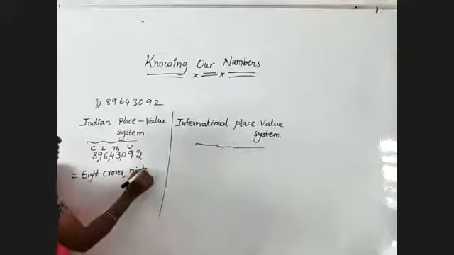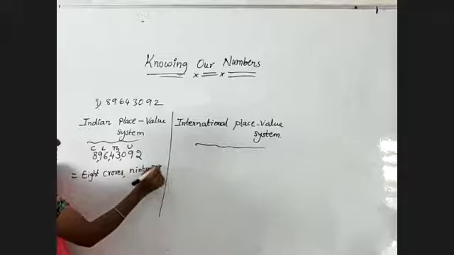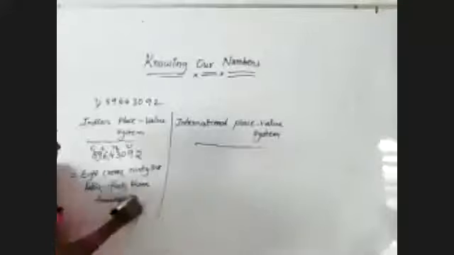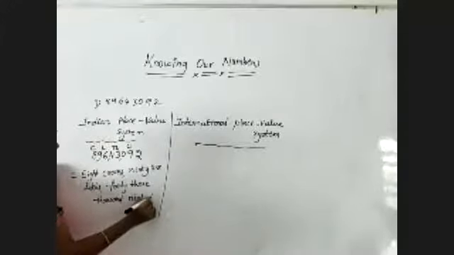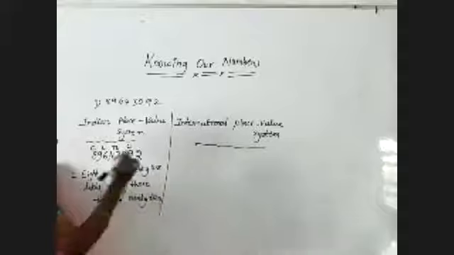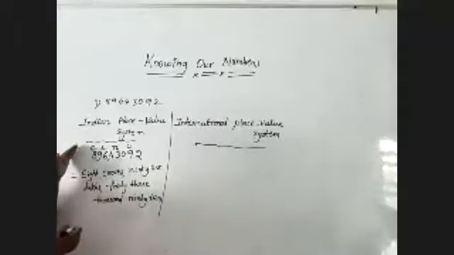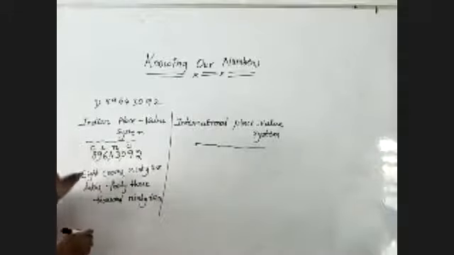So now the number is 8 crore 96 lakh 43,092. So this is how we represent it in the Indian place value system.